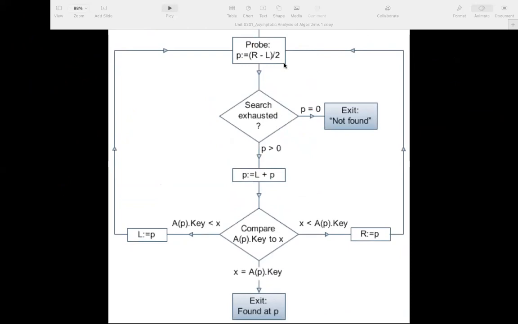Okay. How are we going to do it? We are going to update the value of P. So now P will become L plus P. L plus P means L was initially 0. So till now, this value is equal to 0. And the value of P is the half value. So now the value of P is updated to the mid position in our binary array.